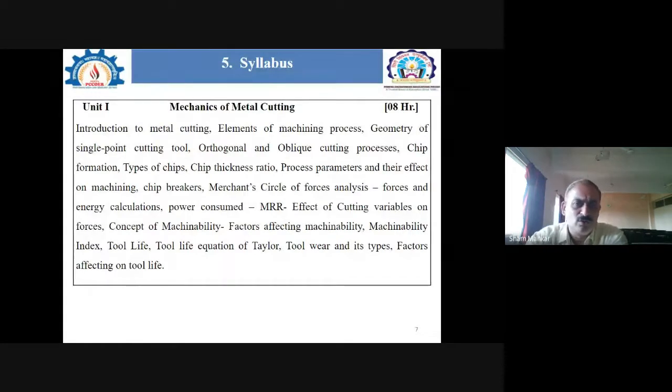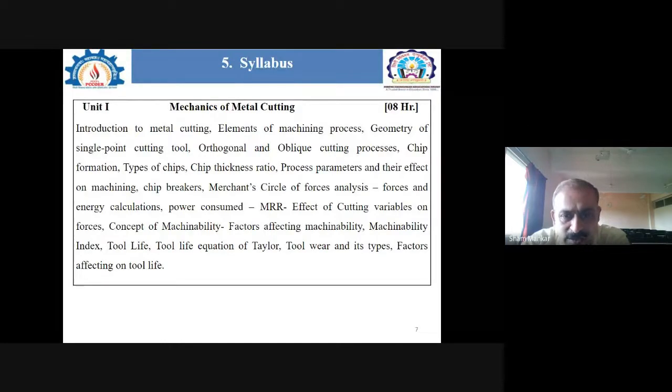Any doubt so far as Unit 1 is concerned? Only the points left are: Merchant force circle analysis, then forces and energy calculation, then power consumption and material removal rate. MRR stands for material removal rate, and the effects of cutting variables on the forces.